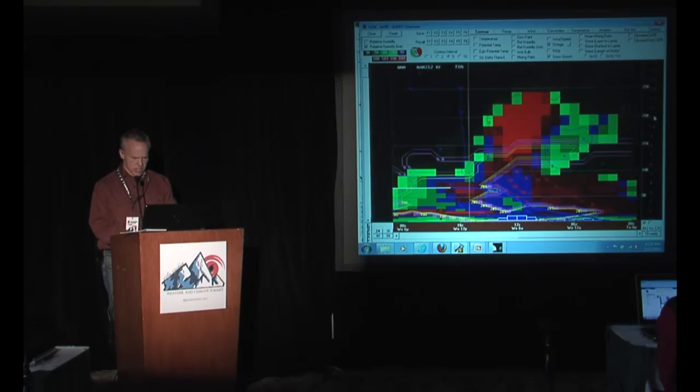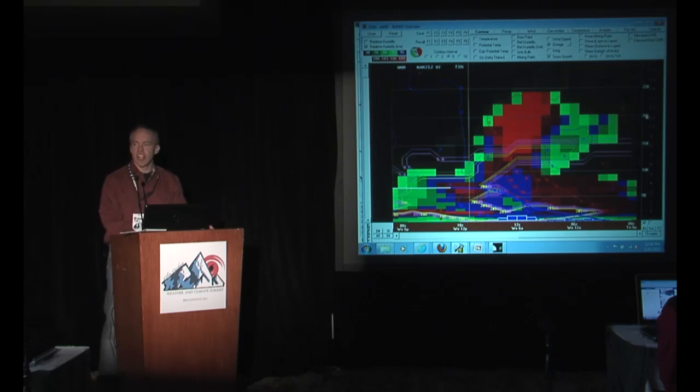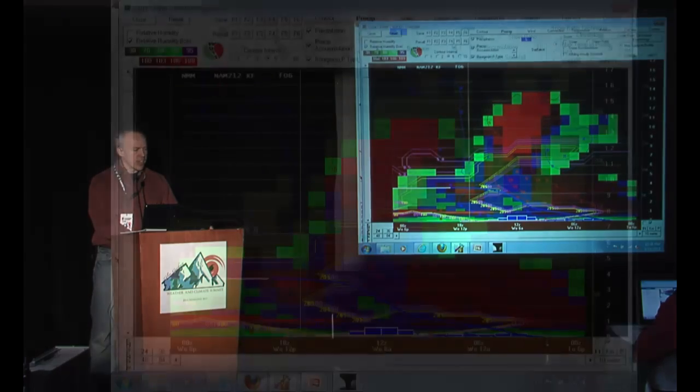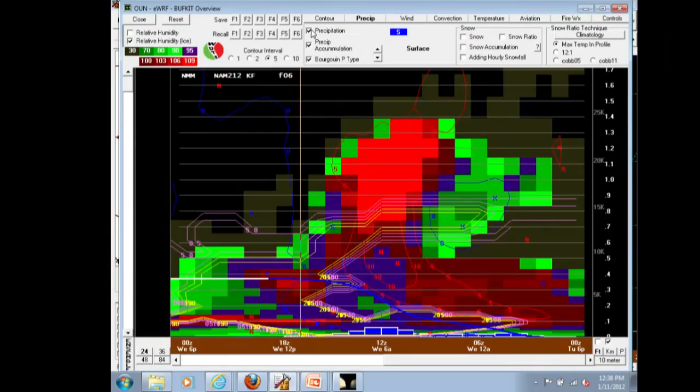Okay, well, let's take a look at the overview now, and we'll go to 24-hour. Come on. There we go. Okay, you notice a couple things. I have my height coordinates highlighted here. I'm going to go ahead and click on this checkbox to highlight my precipitation accumulation. Now I've got precipitation accumulation up here.